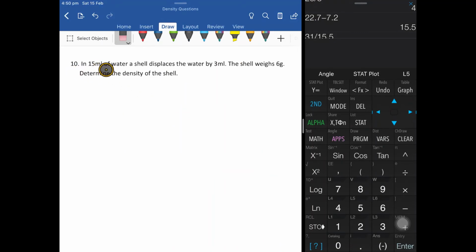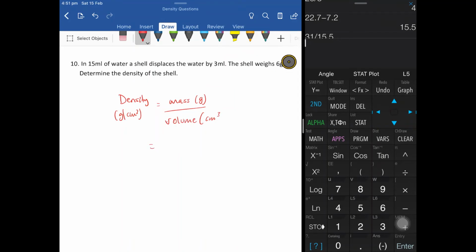Question 10 here says, in 15 milliliters of water, a shell displaces the water by 3 milliliters. The shell weighs 6 grams. Determine the density of the shell. So the equation for density, which is measured in grams per centimeters cubed, is equal to mass in grams divided by volume in centimeters cubed.